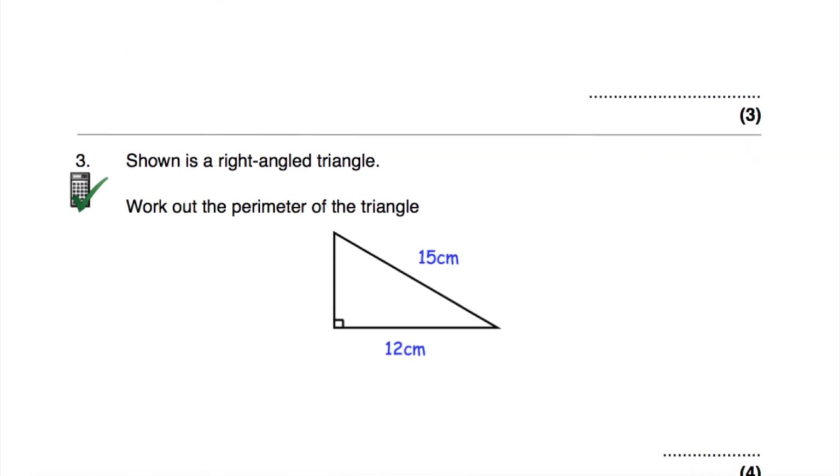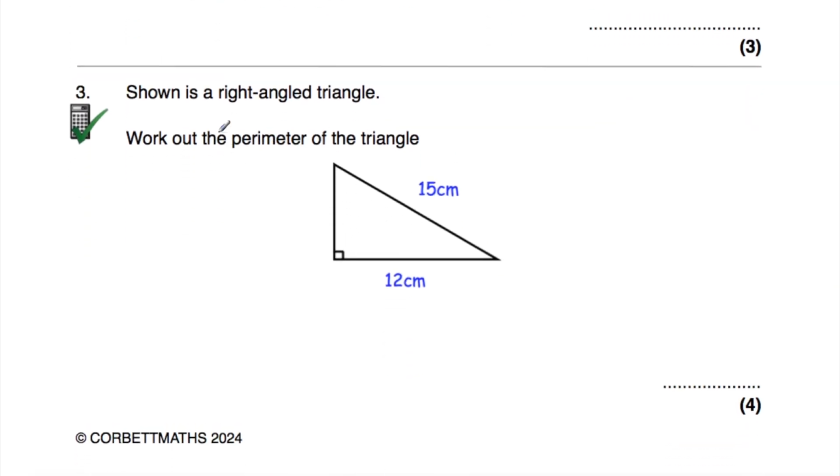Okay, question number 3. Question number 3 says shown as a right angle triangle. So we've got this right angle triangle, and the base of it is 12 centimeters. We've got the diagonal, or the hypotenuse, the longest side, is 15 centimeters, and we've been asked to work out the perimeter of the triangle. That's a right angle triangle, and it's a calculator question. We've been asked to work out the perimeter of the triangle.